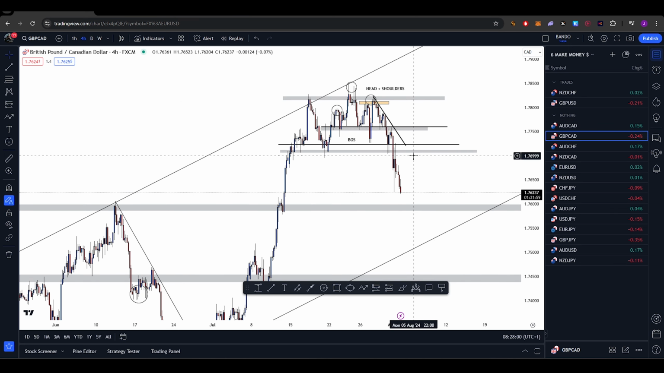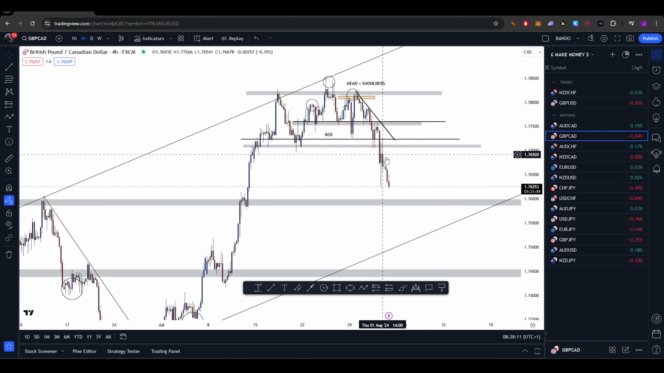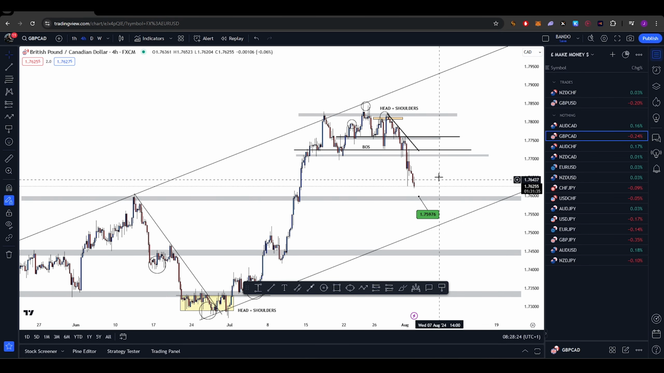GBP CAD, if you remember, I was saying I was waiting for a pullback into this level for continuation lower. I was giving you a number of different scenarios as well, and that was one of them. And obviously that's the one that happened. It retested here and we are dropping into my target area, which is down into this level. So that concludes the week really.